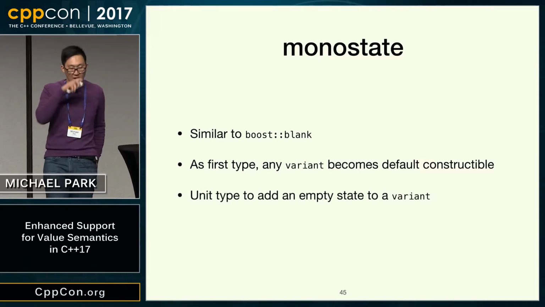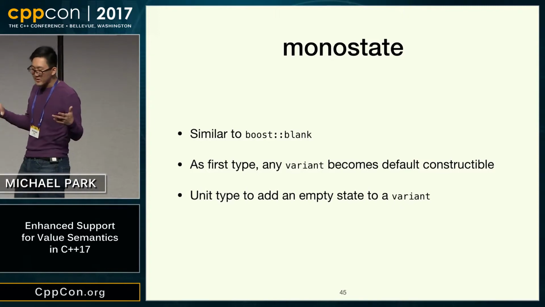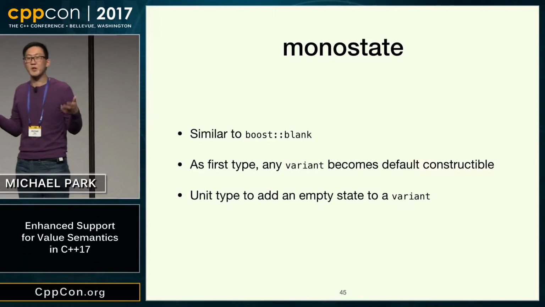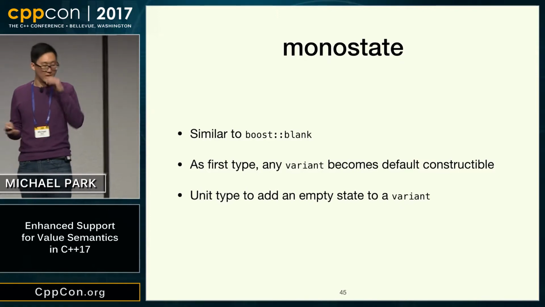It's a unit type to add an empty state to a variant. Variant is supposed to be a discriminated union that holds exactly one value of the given types, right?